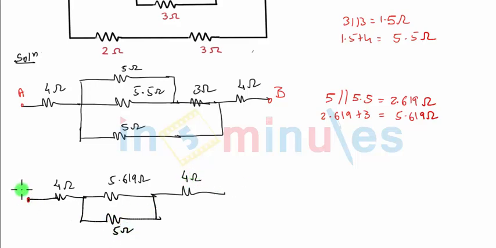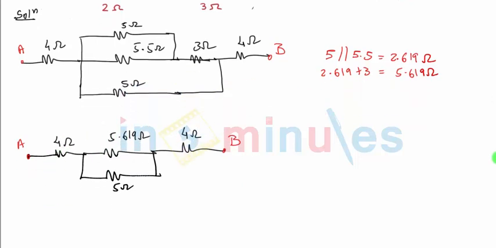So now all we need is one last step. These are my points A and B. In one last step, we will combine 5 ohm resistance with 5.619 ohm, and that equivalent resistance will come in series with 4 ohm on both the sides.